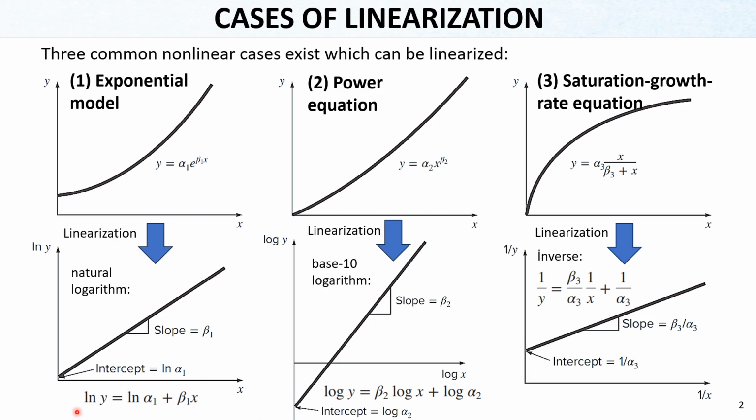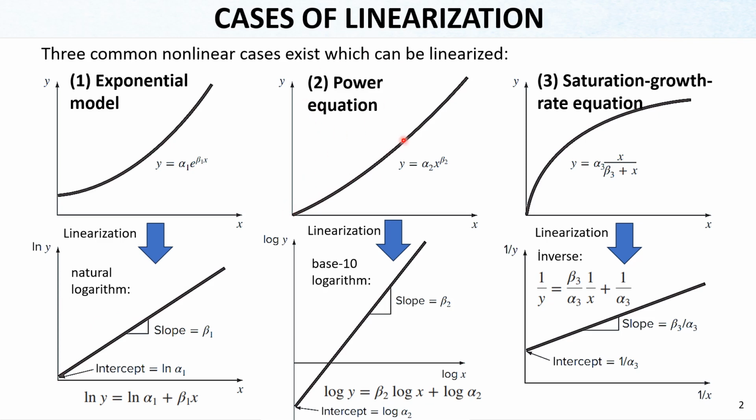Then you can apply linear regression with least squares, get the intercept and beta 1 value, and from there you can obtain alpha 1 and beta 1. Then you can convert it to this function as well. So the intercept here is ln alpha 1 and the slope is beta 1 for the natural logarithm converted data, which is linear.